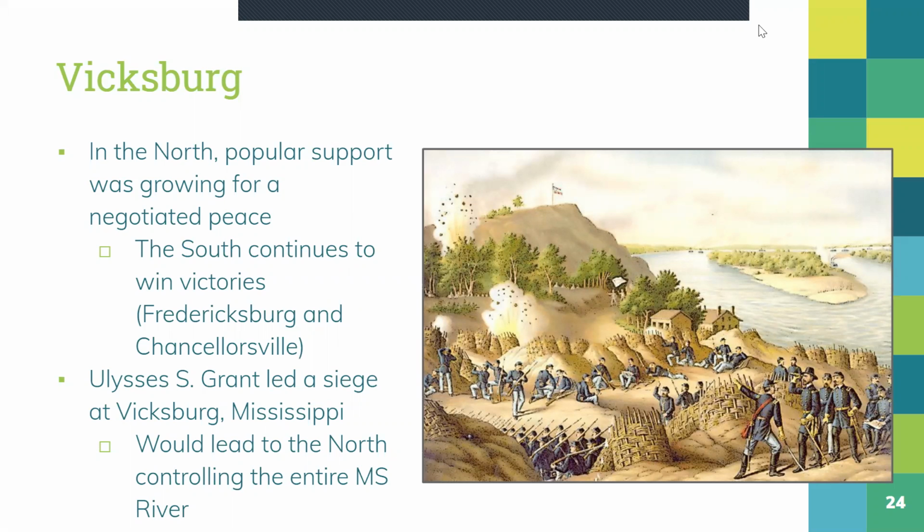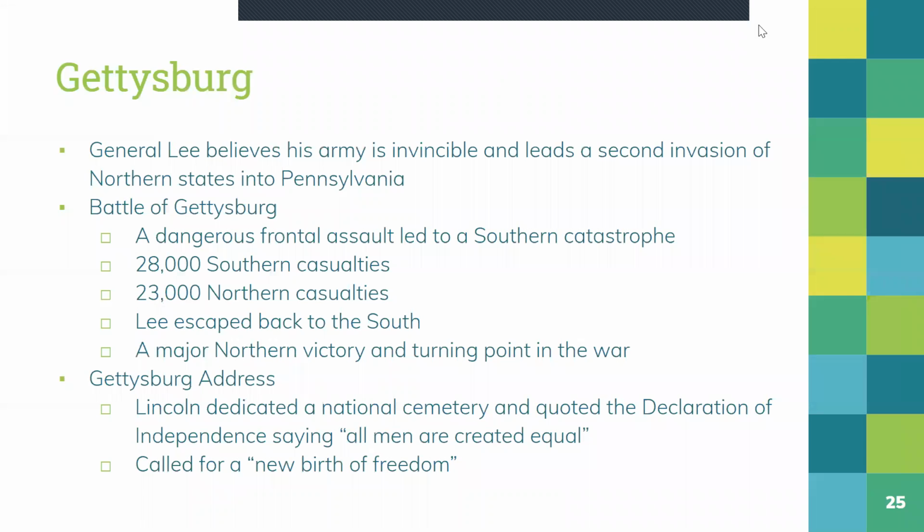And would eventually win this Battle of Vicksburg and lead the North to controlling the entire Mississippi River. While this is happening, General Lee believes his army is invincible, and he invades the North for a second time, this time going all the way up into Pennsylvania.